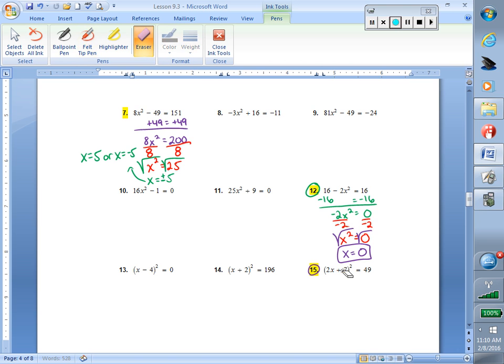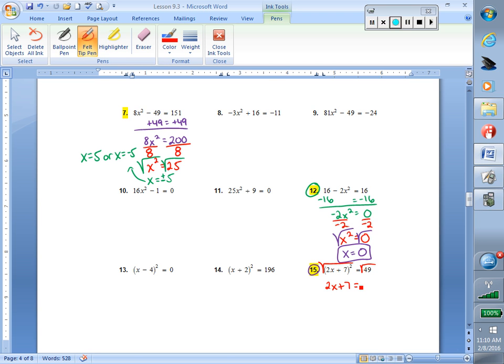So to undo squaring something, we take the square root. Now I know it looks a little bit different because it's not just an x squared I'm taking the square root of, but everything on that left side is being squared. Everything in that set of parentheses is being squared. So to undo the squared, take the square root. When I take the square root of the left side, the square root just takes care of the squared. Nothing else changes.